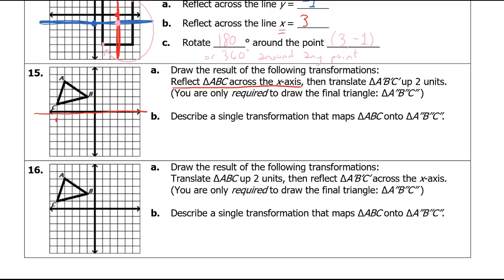B is 2 units above, go 2 units below. Then A is 4 units above, go 4 units below. So that gives me A prime, B prime, and C prime. Then they also asked me to translate that new triangle up 2 units. So B prime moves up, there's B double prime. A prime moves up, say double prime, C prime moves up, and actually lands where C was originally.